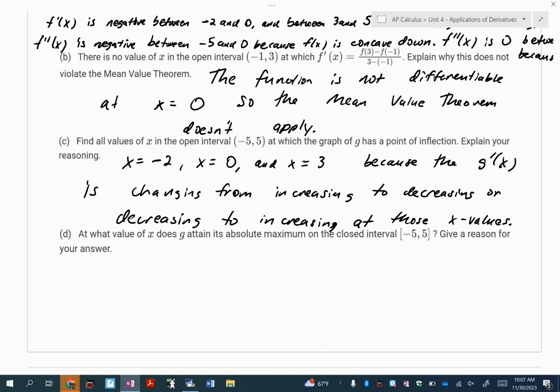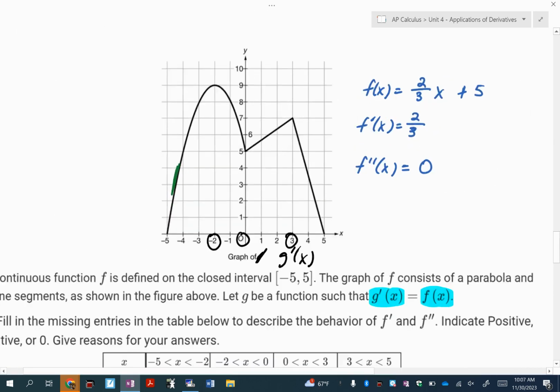Okay, one more question, and we'll stop the recording. One more. At what value of x does g attain an absolute maximum on the closed interval -5 to 5? And give a reason. So remember this function that they graph for us.